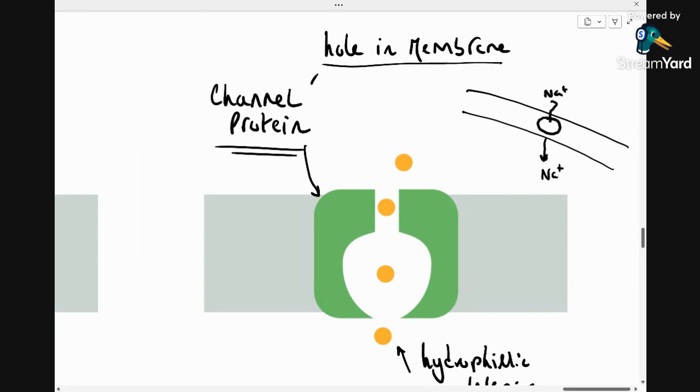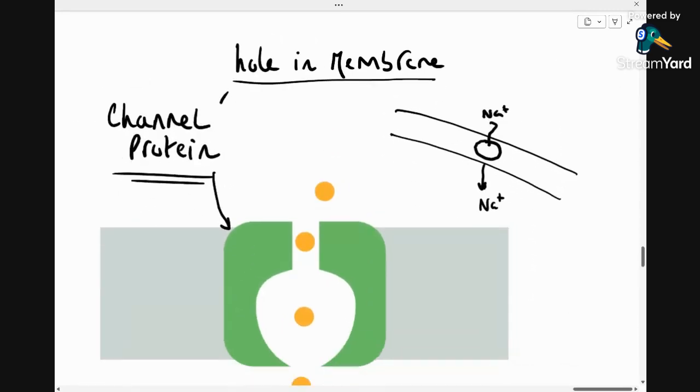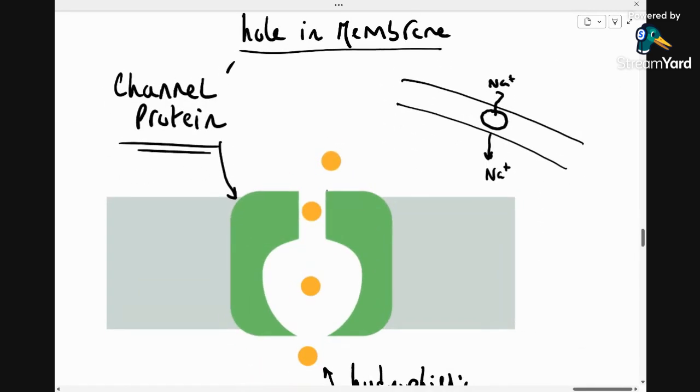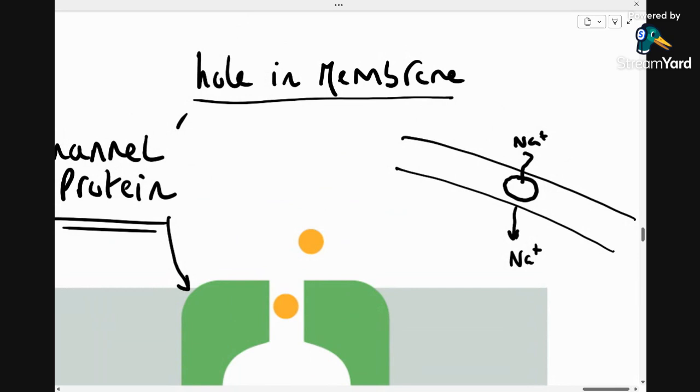Okay. Now, that hole can be closed or open. I don't want to go into too much detail here. Essentially, you can put a sort of metaphorical gate on here, and you can either have it closed like this, or you could have it open like that. Okay, so just be aware, it's not just a hole in the membrane that sits there as a hole. Some of them are, but you can either be always open, or you can be what we call gated.